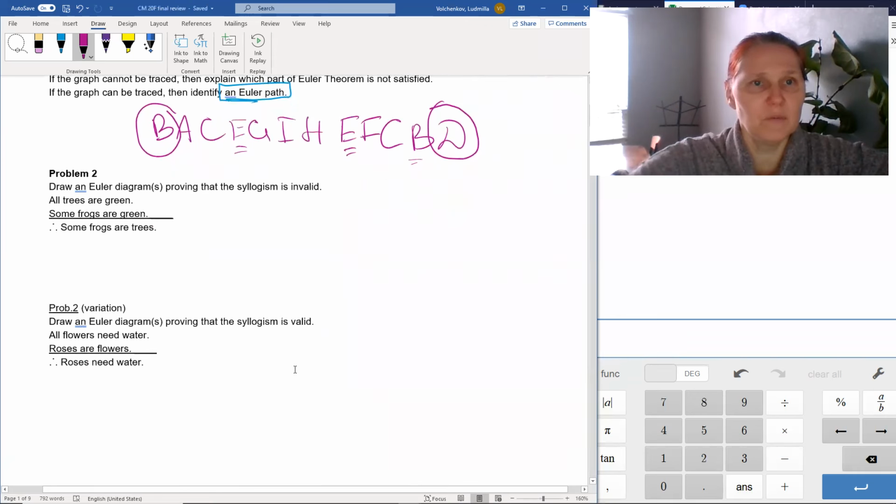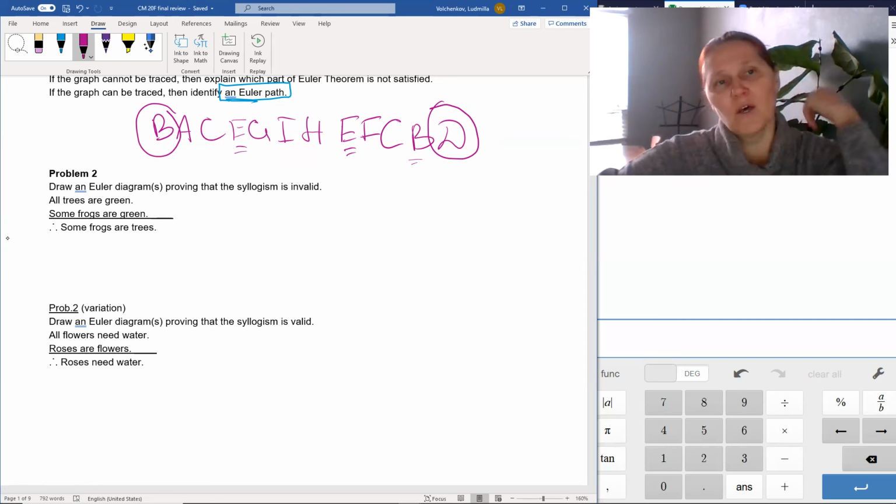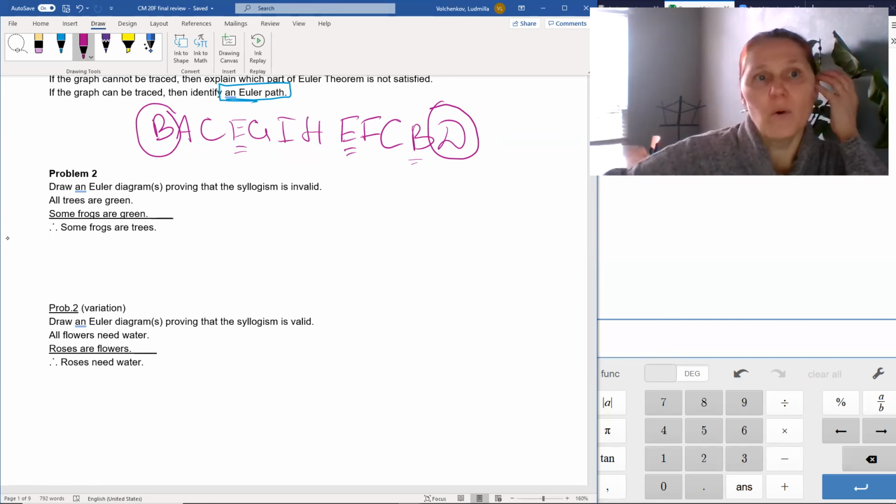The second problem is the syllogism problem. Draw an Euler diagram proving that the syllogism is invalid. So it is already known that the syllogism is invalid. We must show this by Euler diagram. All trees are green, some frogs are green, some frogs are trees.